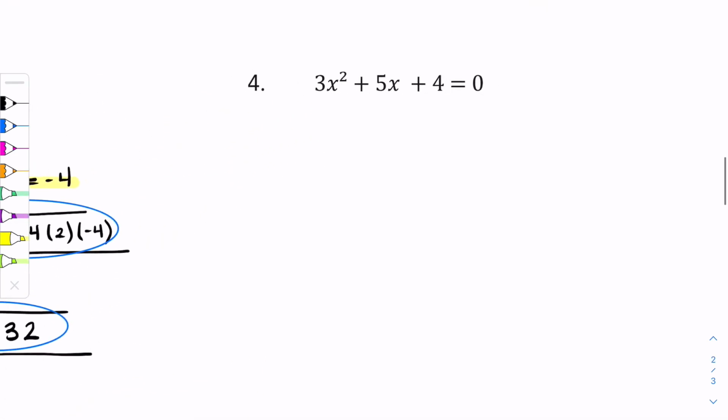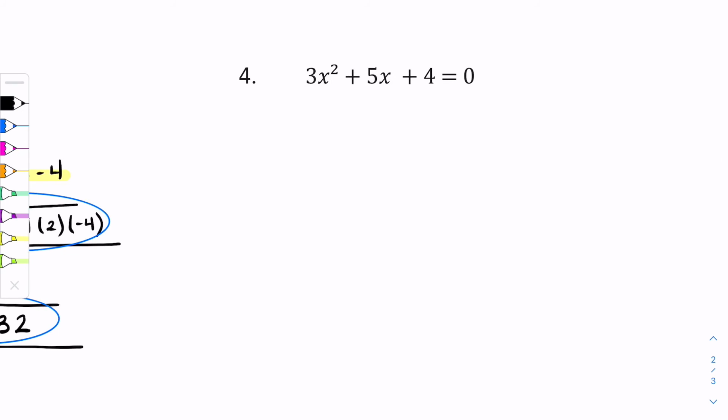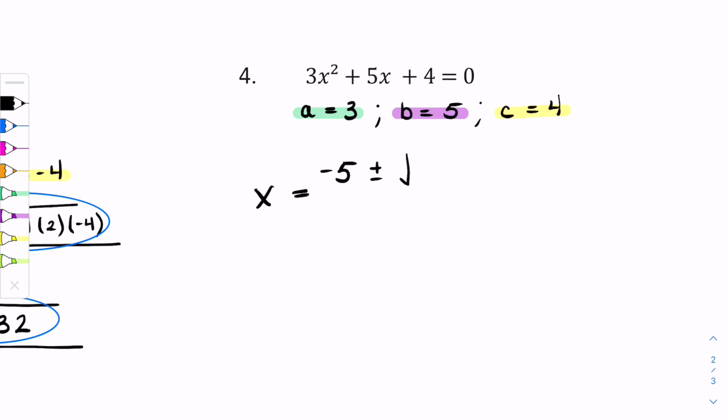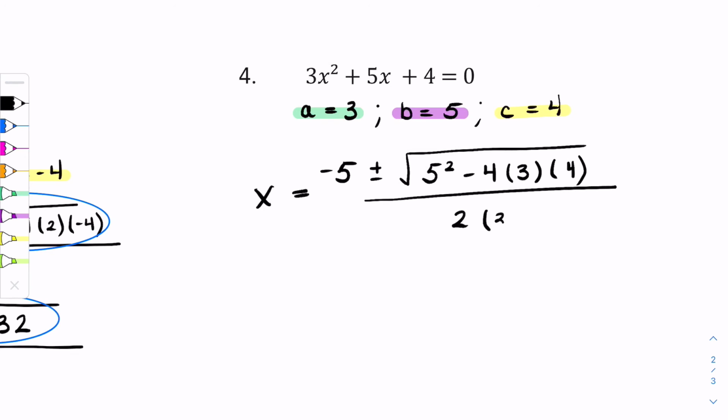Okay, and our last example is number 4, 3x squared plus 5x plus 4 with an A value of 3, a B value of 5, and a C value of 4. Substitute these into our quadratic formula. We have -5 plus or minus the square root of 5 squared minus 4 times 3 times 4 divided by 2 times 3.